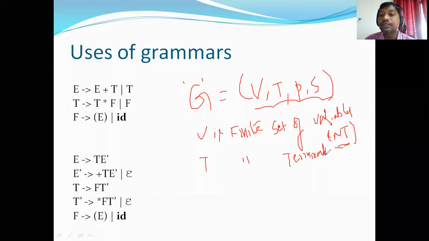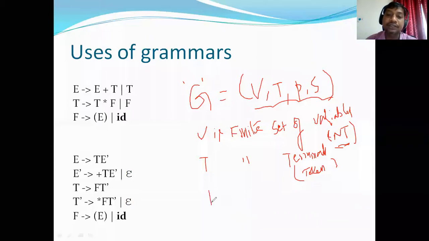Okay, so the other name for terminals is tokens. In compiler design terminology, we use this term token instead of terminals. So token means it's a terminal. The set of terminals will be considered as tokens, right?